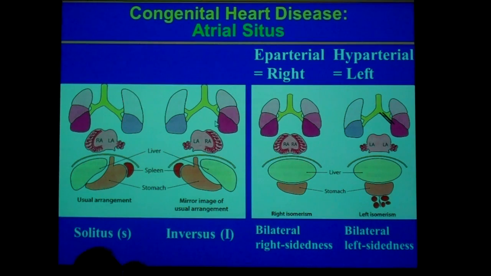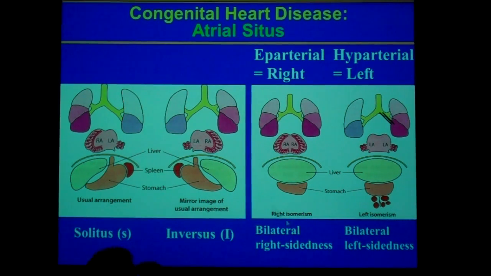The trilobed lung has gone to the left. That means it's a morphologic right lung. So it's inverted. The bronchial morphology is changed. So this kind of bronchus is called eparterial. That is the term used for the right morphology. And hyparterial is the left, longer, thinner, and more angled. So this is inverted, so this is situs inversus.